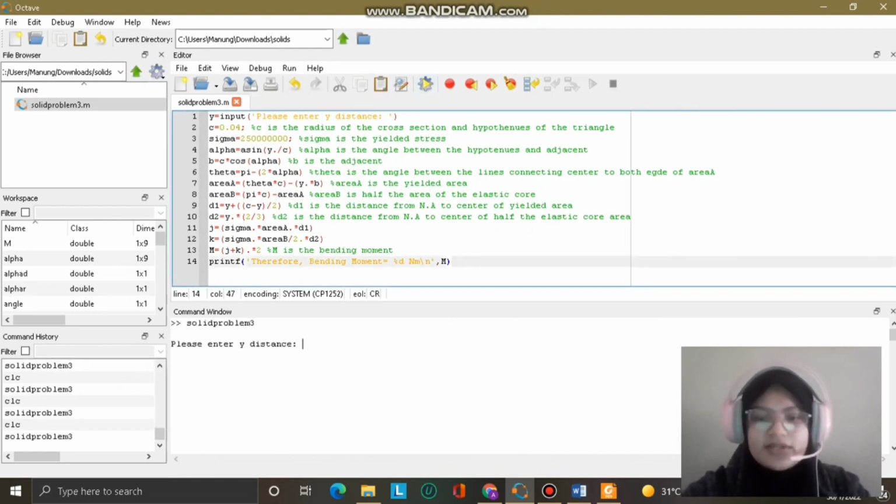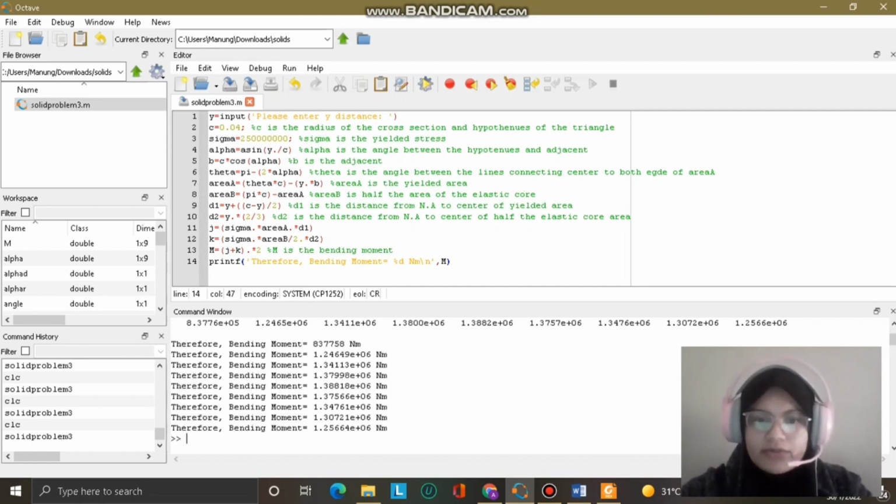Please enter y distance. So basically I have 9 values, starting from 0.04. This is how I have to enter the y values: 0.04 with a decrement of 5mm, which is negative 0.005, until 0. So we press enter, and that's how I will get my bending moment for each of the y values given.